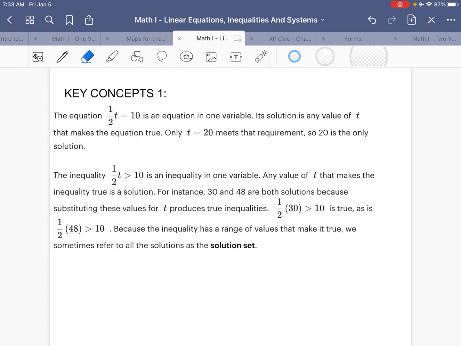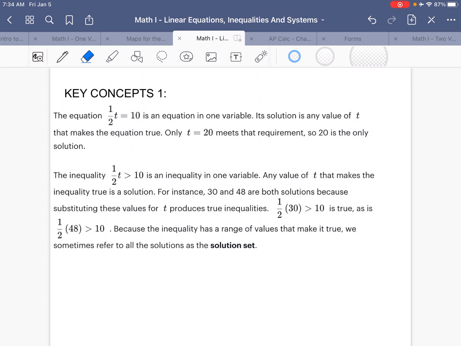When we look at the related inequality, 1/2 t is greater than 10, that's an inequality in one variable. Any value of t that makes the inequality true is a solution. That's what the solution of an inequality is: any number that replaces a variable and makes the inequality true. For instance, 30 and 48 are both solutions because if we substitute both of those in, we get true statements.